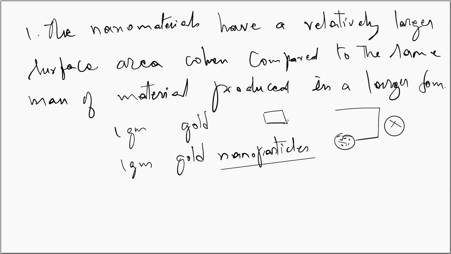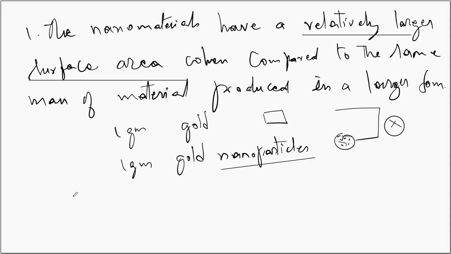Meaning, the gold in its bulk form will have a different set of physical properties, and the very same gold in its nanoparticle form will have altogether a different set of physical properties. The reason is mainly the relatively larger surface area of the material in its nanoparticle form when compared to the larger form of the material.